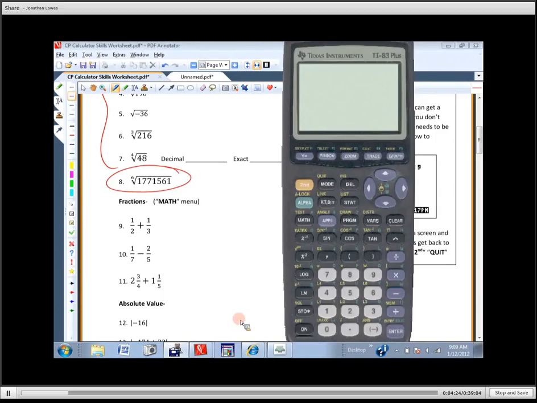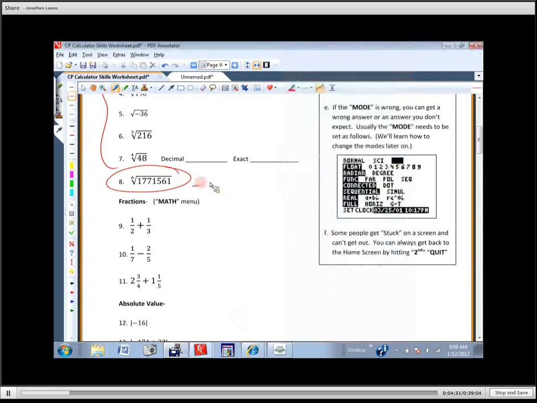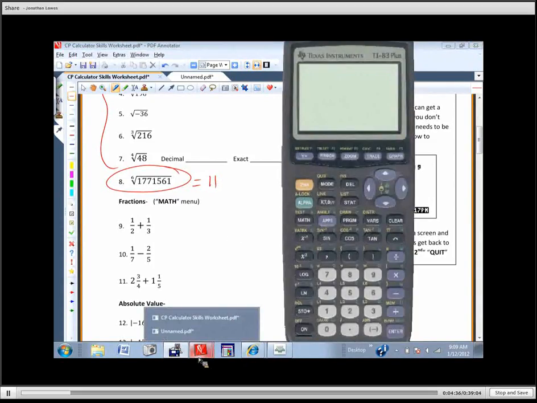You're good at Chase? Giddy up. What'd you get? 11? Yeah. Holy crap. Is it 11? Yes. Okay. So how do you type that into the calculator just so everybody's sure?